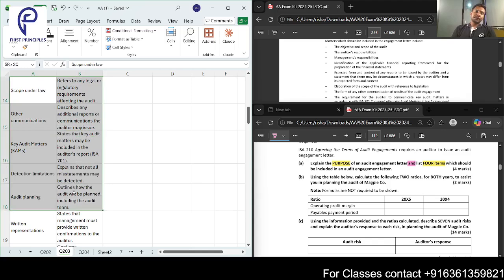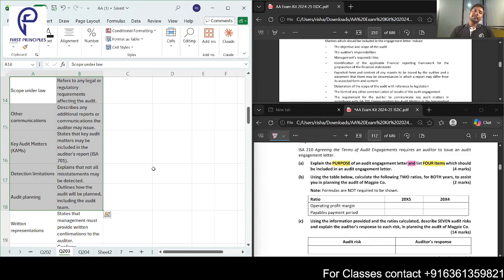So first is scope under law. You will refer to any legal or regulatory requirements that may affect the audit. You let them know before only; that will be mentioned there. Any other additional report that you might issue, you will tell them in the engagement letter only.